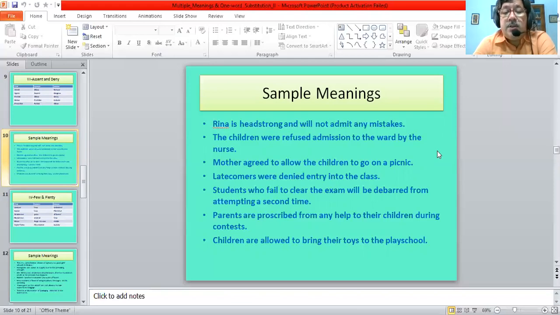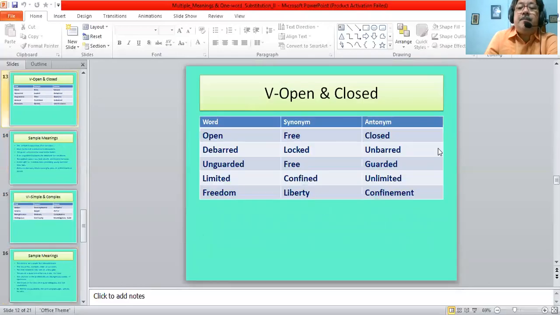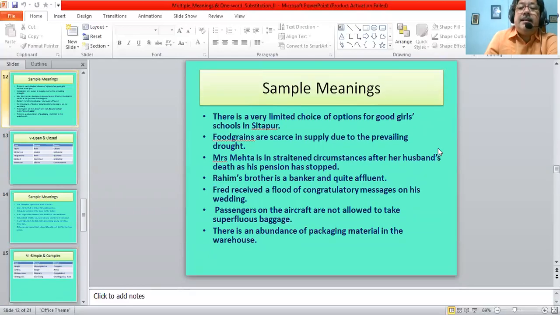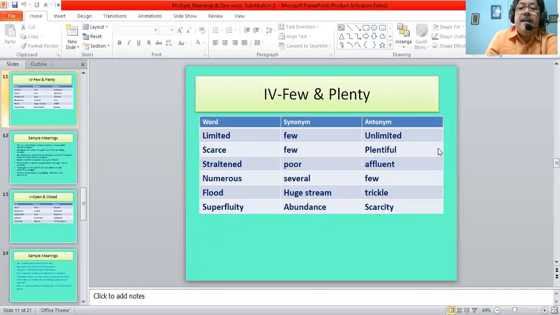Children are allowed to bring their toys to the play school. So they are allowed to bring toys to their play school. So they can bring as many toys as they like. So these are some sample meanings dealing with the cluster of words assent and deny. Now we shall look at a fresh cluster, few and plenty. Words relating to few and plenty.